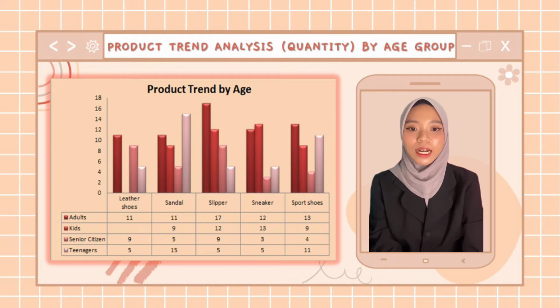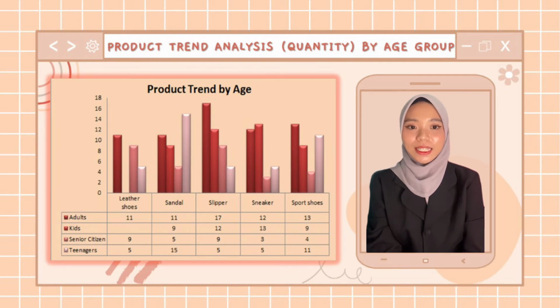It shows that the highest number of requests purchased by kids is sneakers, totaling 13 units, and the lowest number of requests purchased are sandals and sport shoes by 9 units for each type. Next category is senior citizen. The age range for senior citizen is from 16 years old and above. The highest number of requests purchased is leather shoes and slippers, totaling 9 units for each type, and the lowest number of requests purchased is sneakers by 3 units.